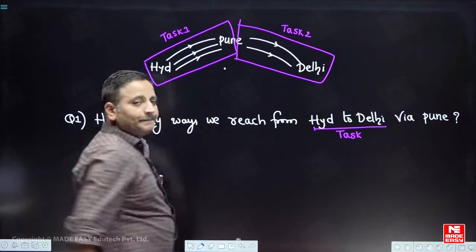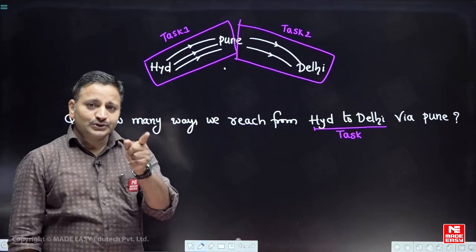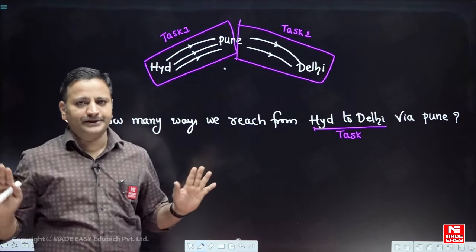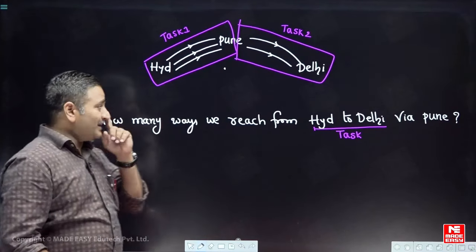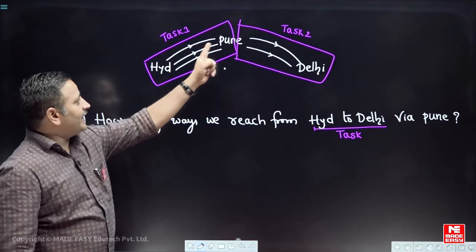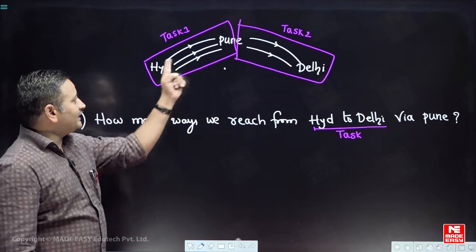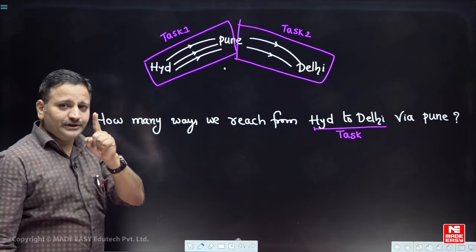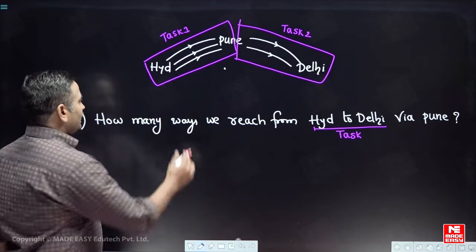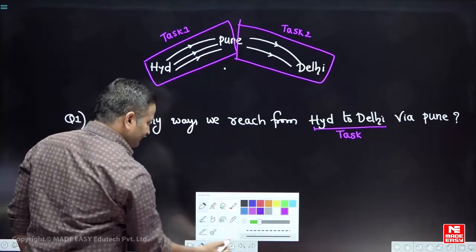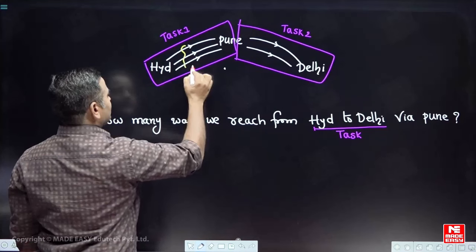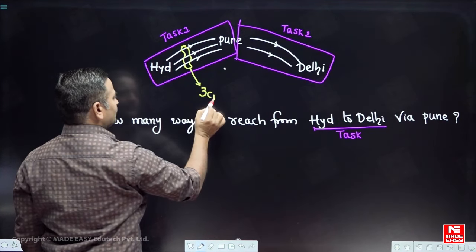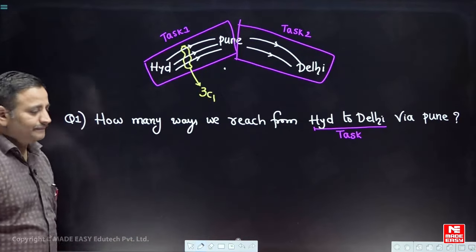Clear, friends? If you complete these two tasks one after another, then only the whole task will be completed. Correct, friends? Let me ask you a question. How many ways can you reach from Hyderabad to Pune? Obviously, there are 3 different paths. Out of these 3 paths, I have to choose one path to reach from Hyderabad to Pune, right? How many ways can I choose? 3C1 ways, that equals 3 ways.